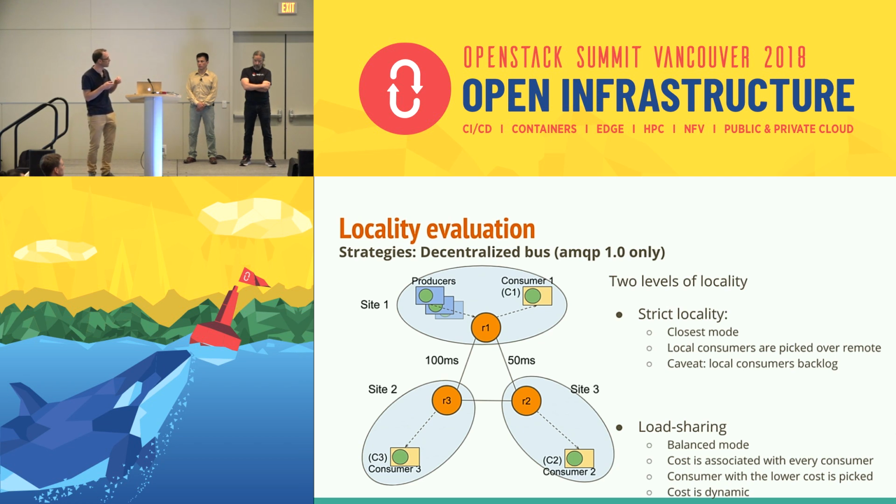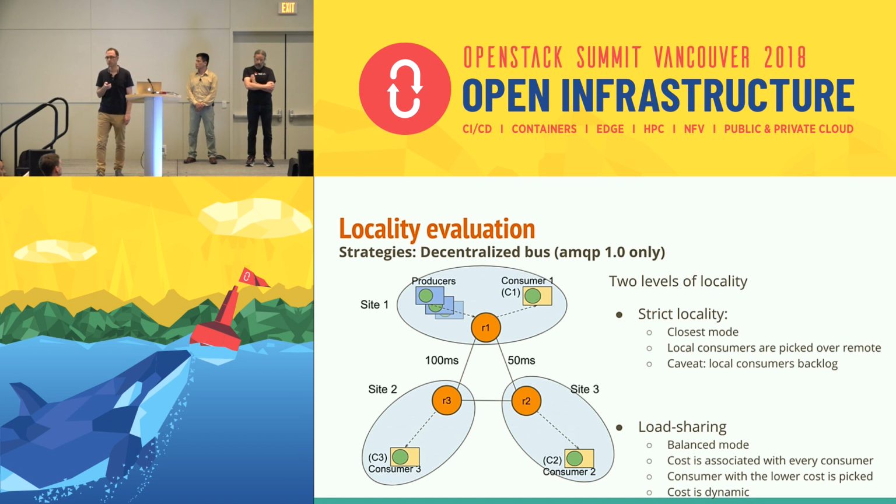In other words, if you look at site 1, and your producers are in site 1, if you go for the strict locality mode, only the consumers of site 1 will get the messages. There will be no messages flowing to other routers and other consumers if you go for this mode. One drawback of this method is that the local consumer backlog may increase over time, because you need to pay attention to scaling your consumers according to the workload. Okay, there is no load sharing between consumers of other sites using strict locality.